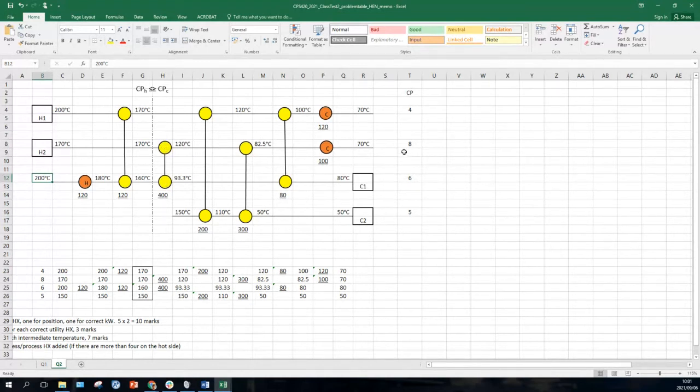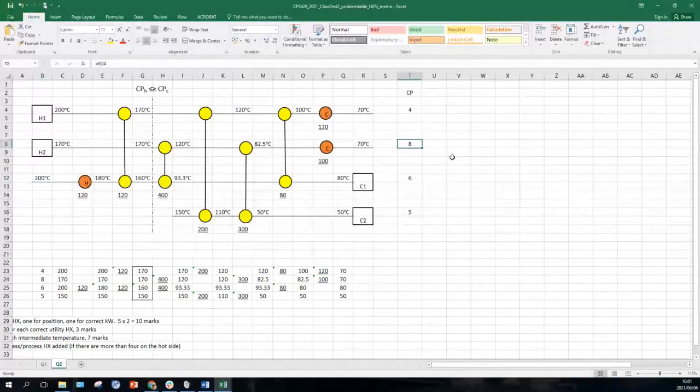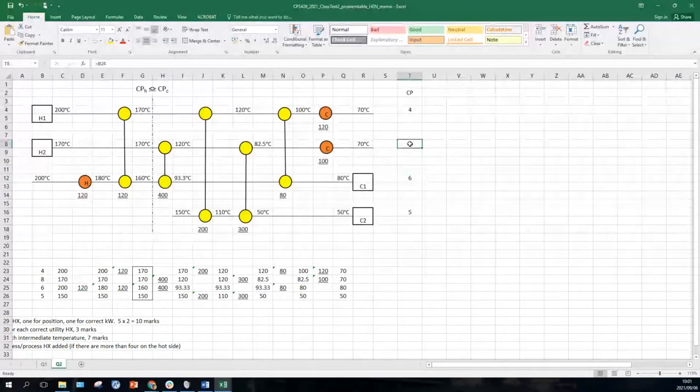So we have to find a hot stream. The only hot stream that we can interchange with is that one, against the pinch. That's the only cold stream, and that is the only hot stream with a CP higher than it. So that is the only match that we have.